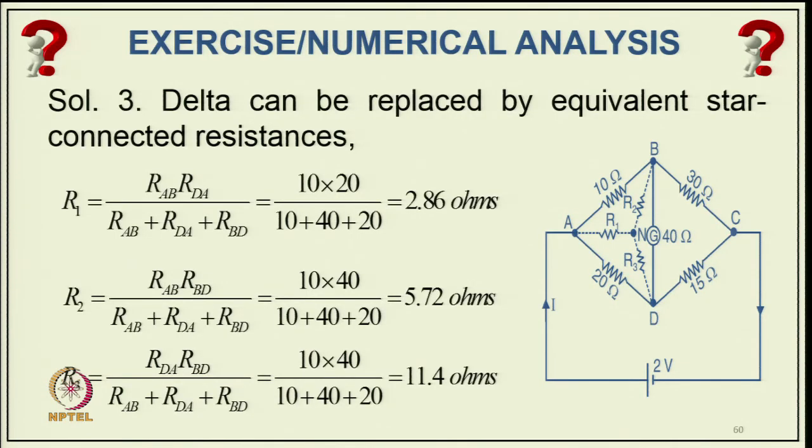The equivalent resistance from this side, we can easily find out the value of R1 from this network of 10, 20 and divide by this 40 ohm. So, that comes to 2.86. Similarly, R2 we can find out, and R3 comes to 5.72 and 11.4, applying this simple relation from delta to star conversion.